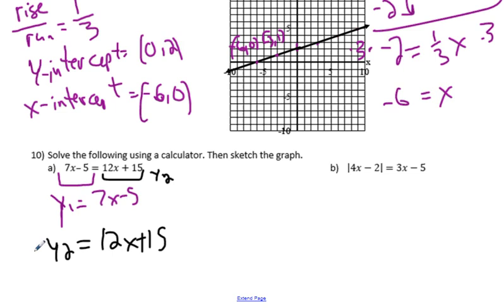And for those of you doing this at home, you may not have a graphing calculator, so I recommend you use Desmos. And the way you get to Desmos is by going to www.desmos.com.